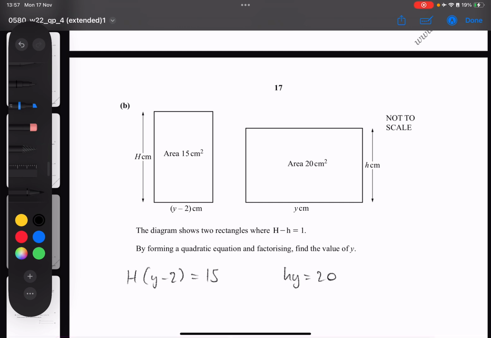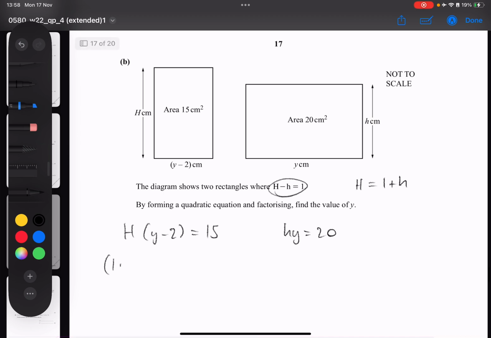What we need to do though is actually make sure that we only have the one unknown on each side, and that's where this thing comes in. So we're working with two different h's, but we know the relationship between them. So I'm going to figure out how I can write this in terms of my small h. I'm going to rearrange this. So big H is equal to 1 plus h. I'll rewrite it as a new line: (1 + h)(y − 2) = 15.